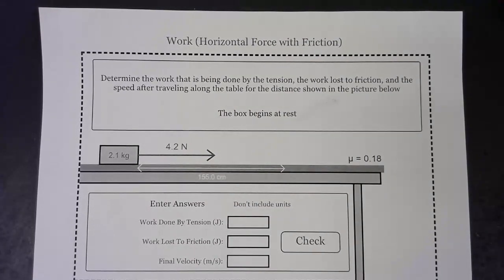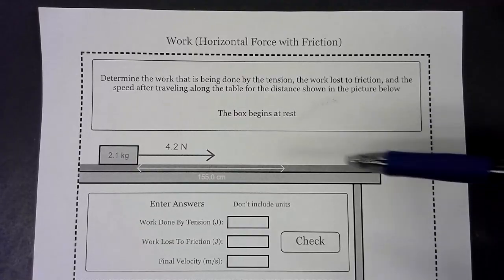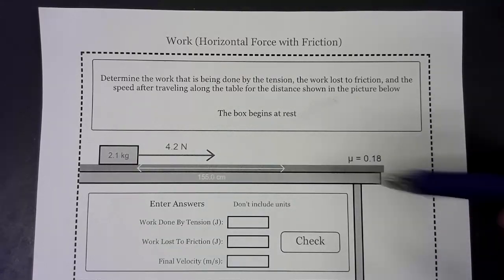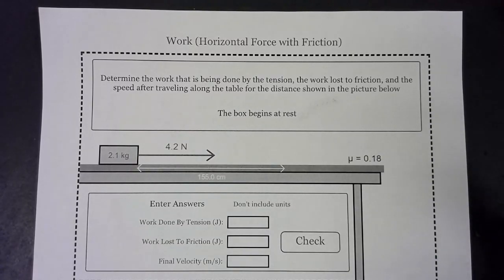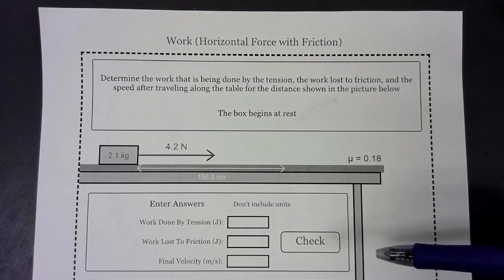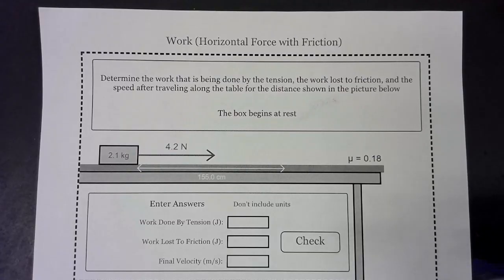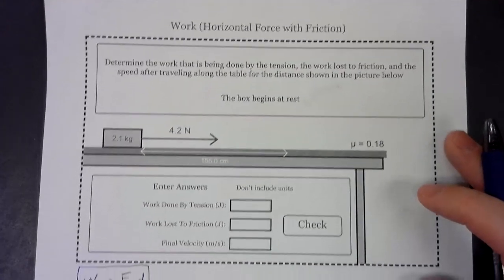Now we are kicking it up a notch by including friction. Still, the force that we're applying here is parallel to the displacement, so there's no angle to consider. We want to find the work done by tension, the work lost by friction, and then the final velocity.